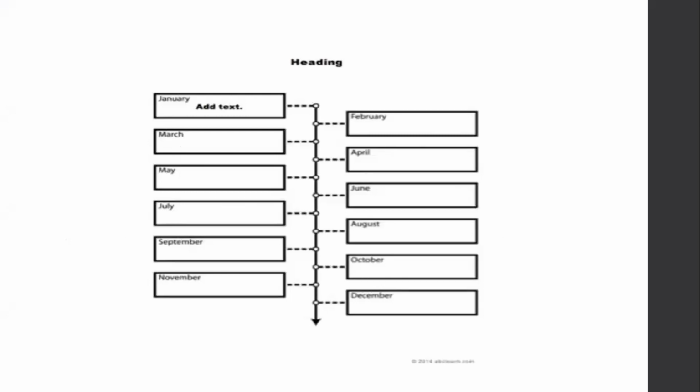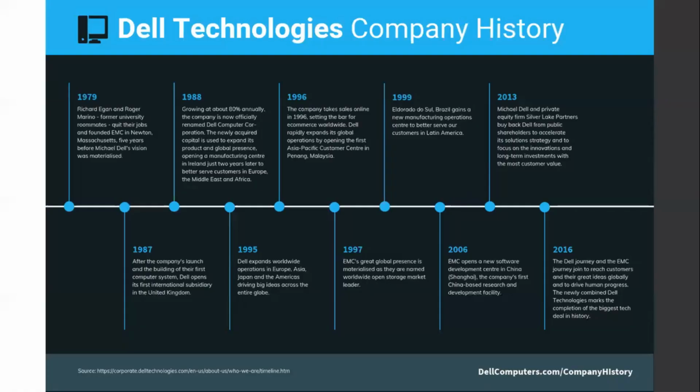So this is an example of the diagram. And another one. So another example of a timeline. This diagram shows the history of the conception of Dell Technologies company.